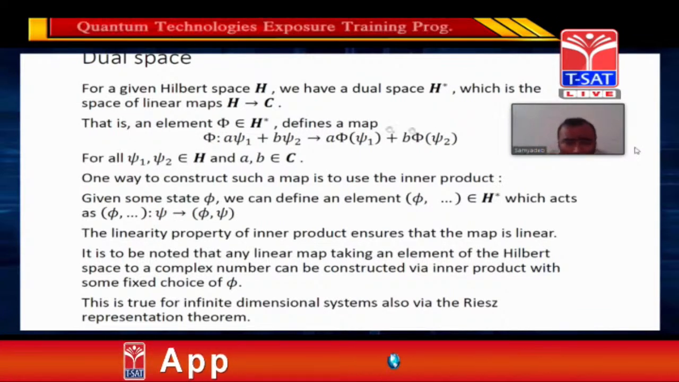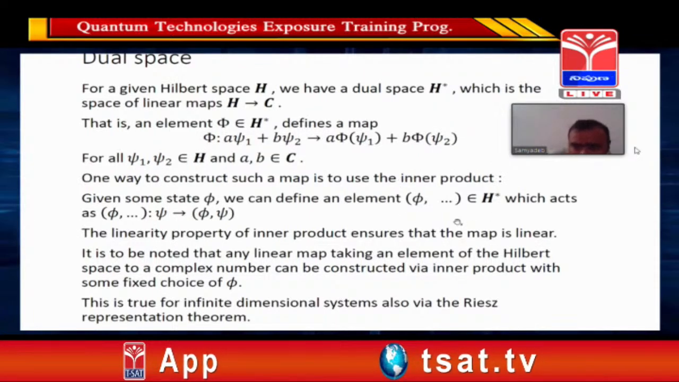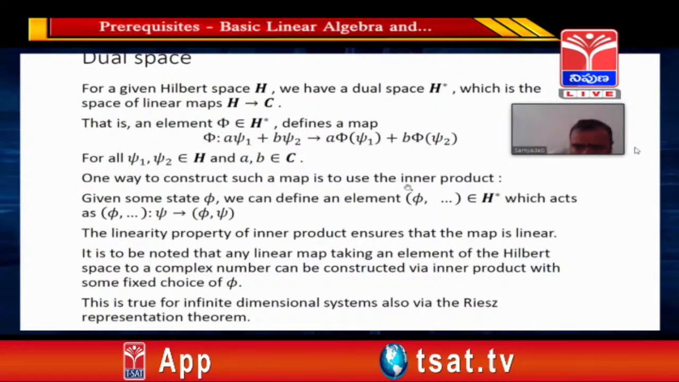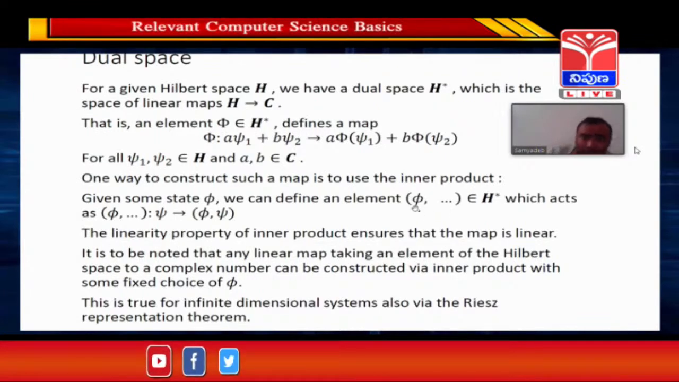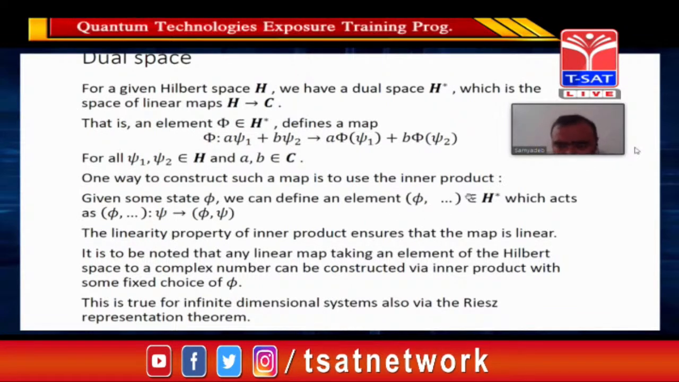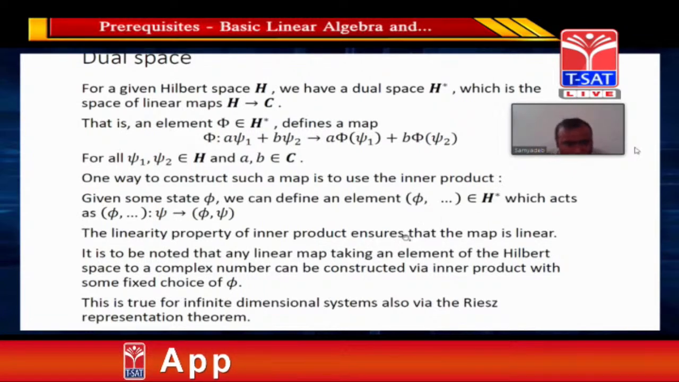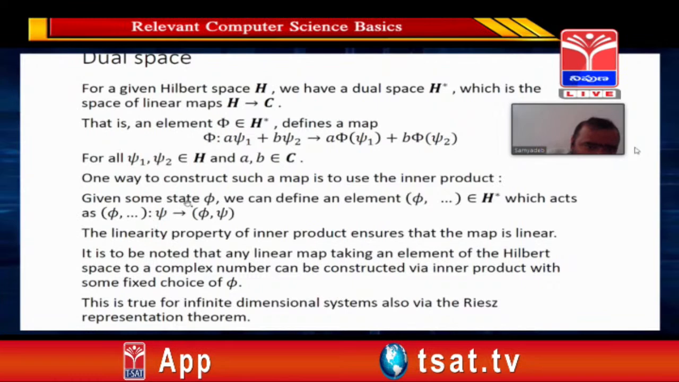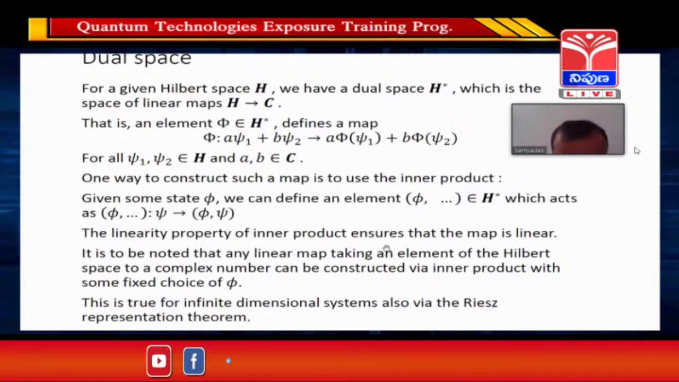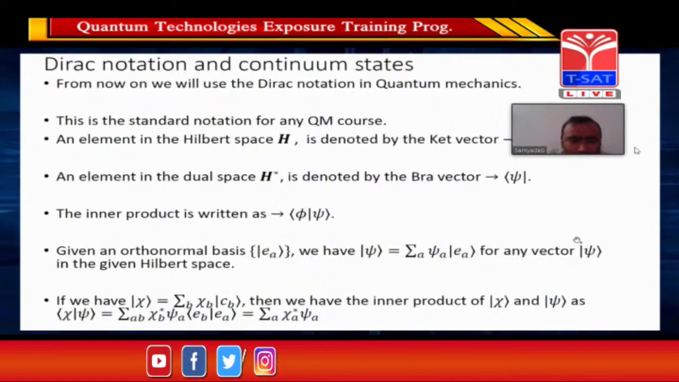So this map, as written here, if you can see my cursor. Fixing the first argument, this linear map, this inner product map, is an element of this dual space, as it takes any vector from the Hilbert space H to a complex number, and it's linear. The linear property of the inner product ensures that the map is linear.